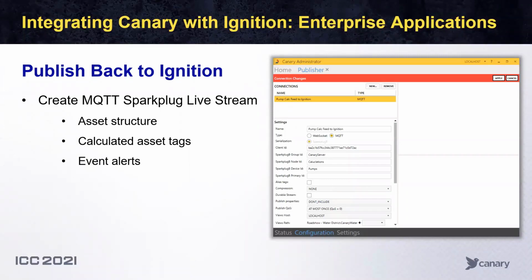Then I mentioned that the Canary Publisher service allows us to feed all of this data back to Ignition via MQTT Sparkplug. That live stream recognizes my asset structure. It pulls in all of my calculated tags, any type of Boolean that represents an event alert. I can push back and provide to Ignition, not as tag history, but as an actual live tag via the Cirrus Link modules.